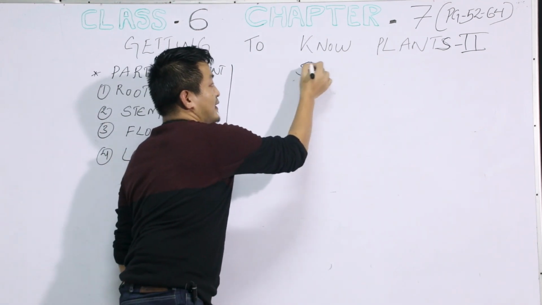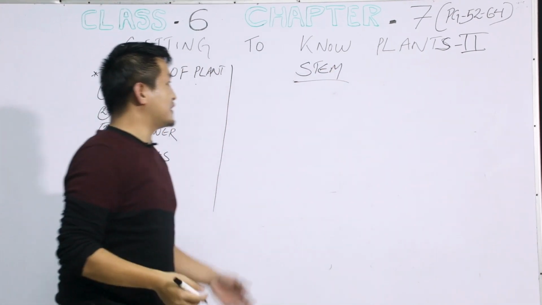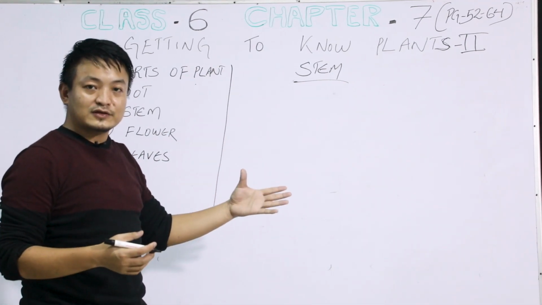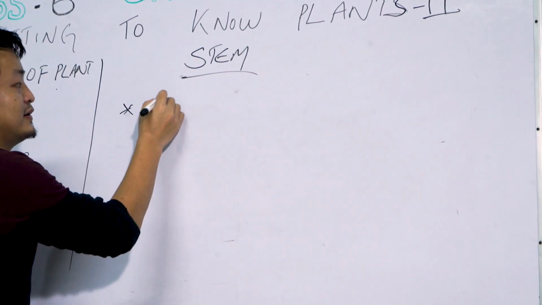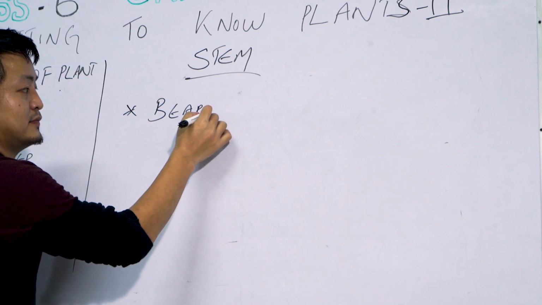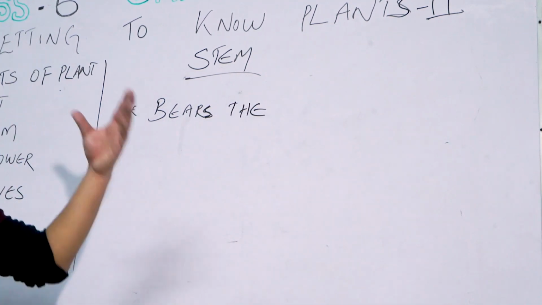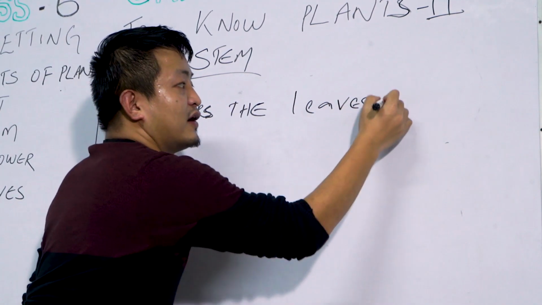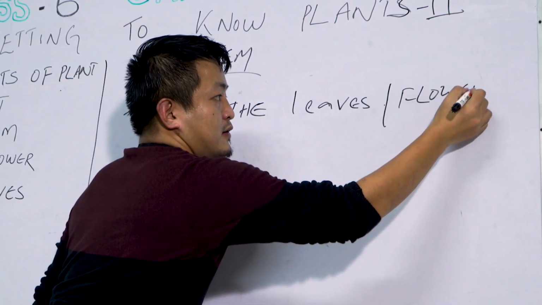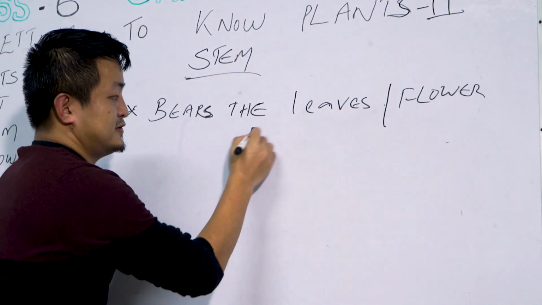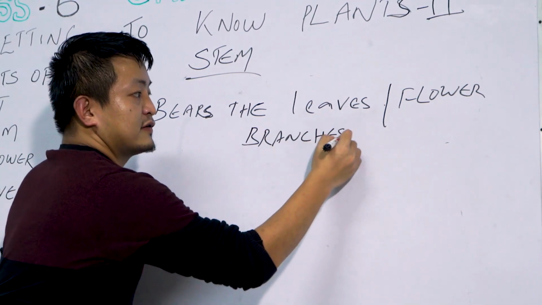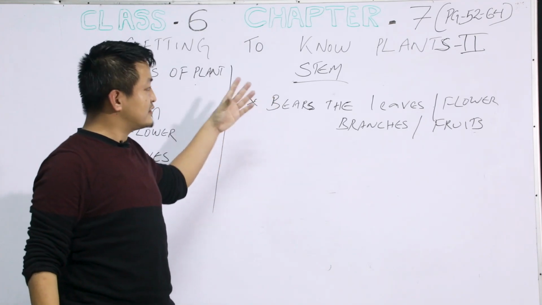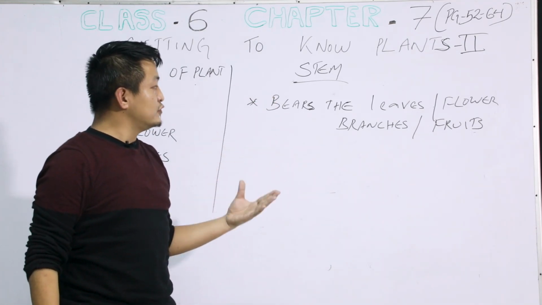Stem. Now you all know about the stem of the plant, but let's study how important this stem is in the plant. In any plant, the stem bears the leaves, flowers, branches, and fruits. So the stem plays a very important role. It bears the leaves, the flowers, the fruits, the branches.